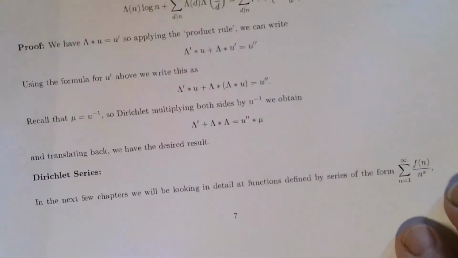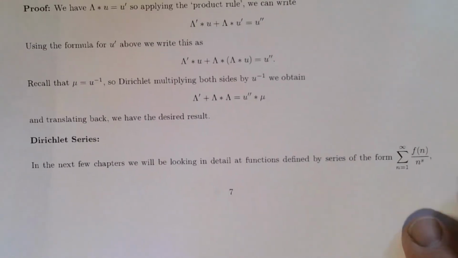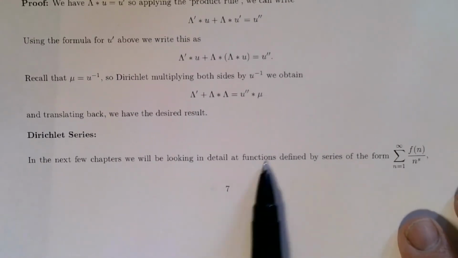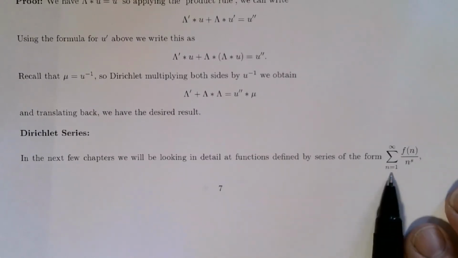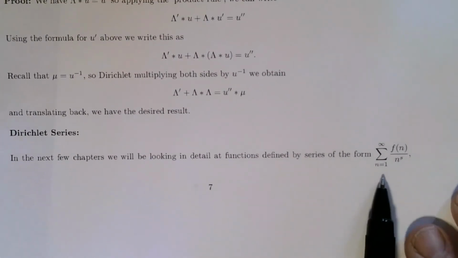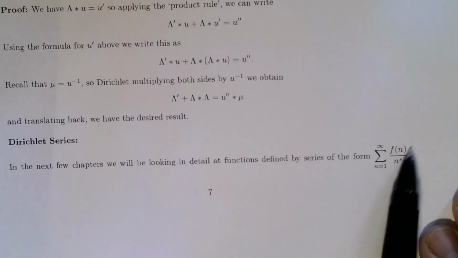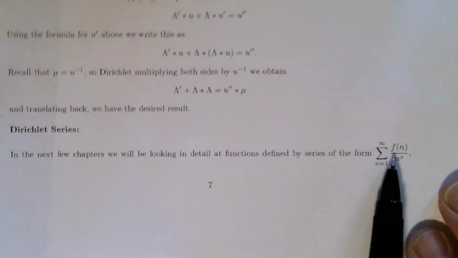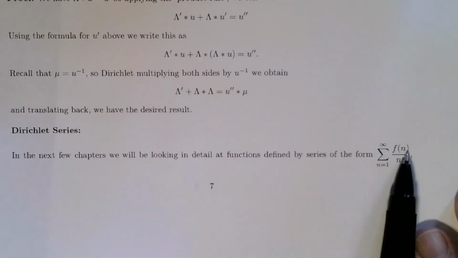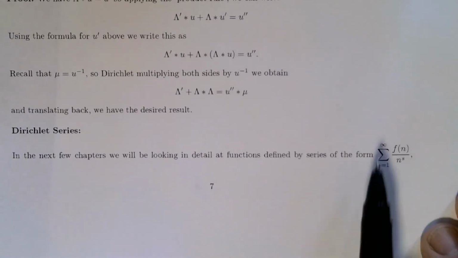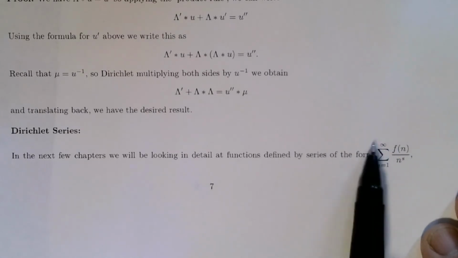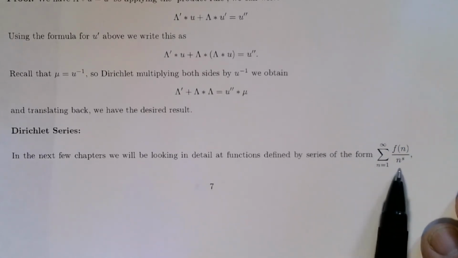Now, in the next few chapters, we're going to be looking in detail at functions defined by infinite series. These are infinite series of this form. That is, f will generally be for us, well, here it's any function at all, but these will generally be arithmetic functions. And we're going to be looking at the sum, n equals 1 to infinity, of f of n over n to the s.